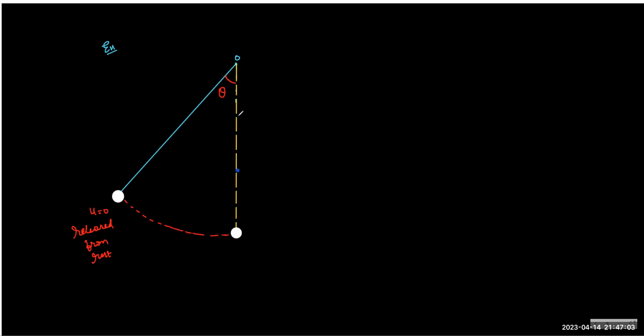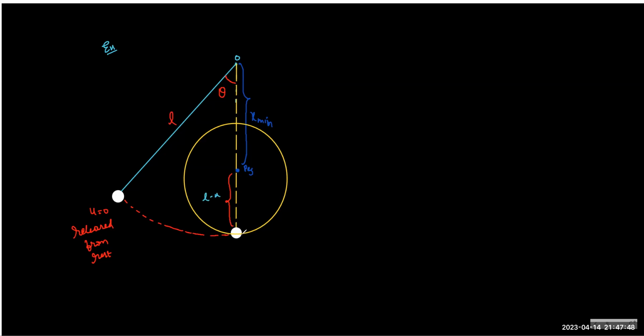The question is, what is the minimum value of X where we must put the peg? Peg is like a nail, such that once you release from that position, it hits the peg and then performs the complete VCM. So if you say this is X, then this will be how much? Tell me, Sivan. How much is this? L minus X. Very good.